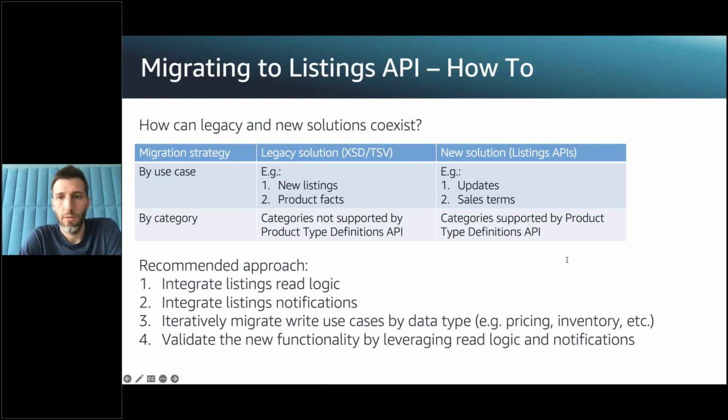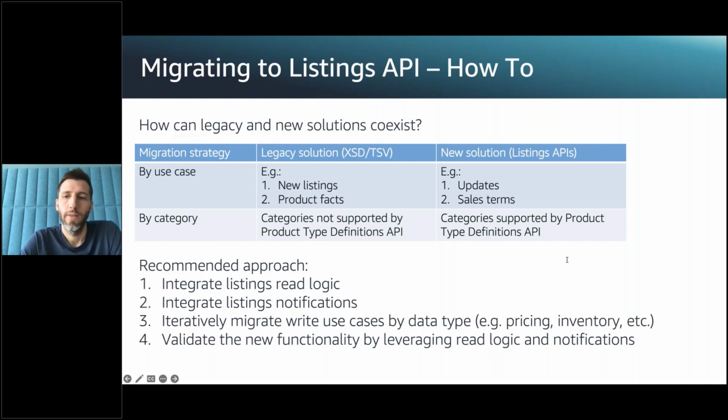So with this in mind, what is the recommended approach to take? First of all, we recommend integrating the listings read logic and notifications. This will give you the ability to read the data that you submit to Amazon and be notified when there are changes to your listings.